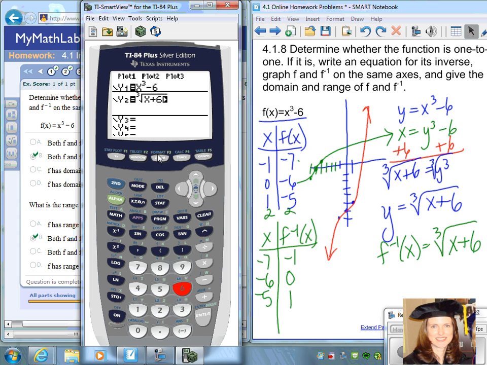I'm going to graph these both on the same graph paper using the standard zoom. I click zoom and press number 6 for standard. And you see the original function and the inverse function. There's a relationship between those x and y values. Every point that's on the original function has an inverse point on the inverse function.